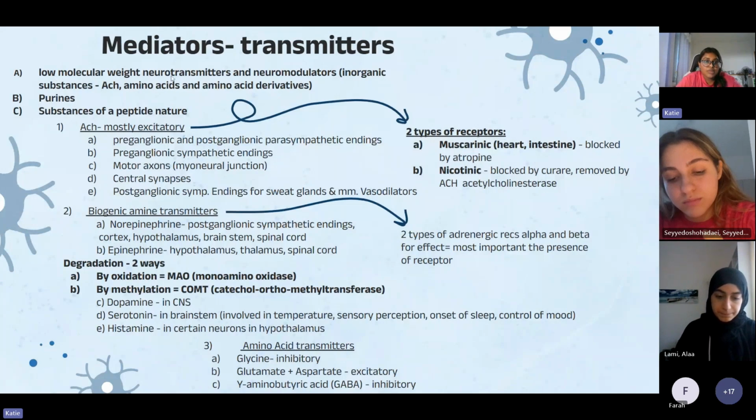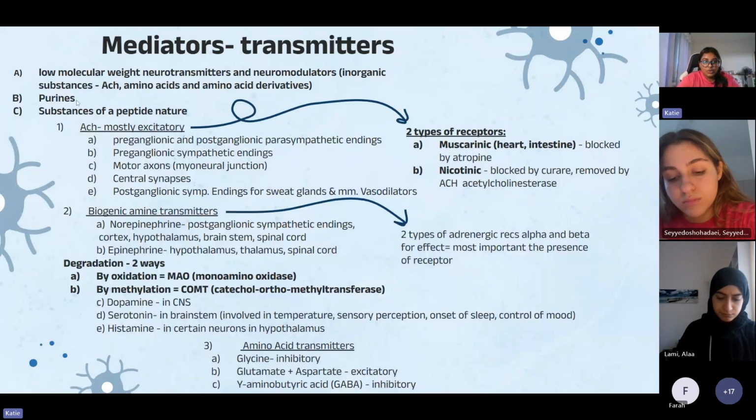You have low molecular weight neurotransmitters, which are the most important, like acetylcholine and amino acid derivatives. If you study biochem, you will learn about this in very big detail. You have purines and you have substances of a peptide nature. So these are the three different types of neurotransmitters you can have. I'm going to go over the most important ones, the ones that they ask questions about.